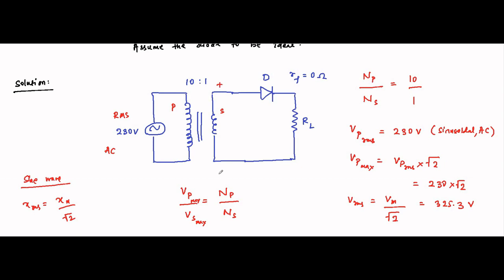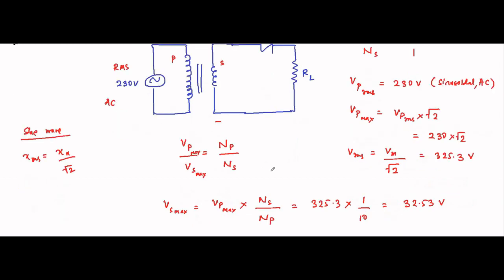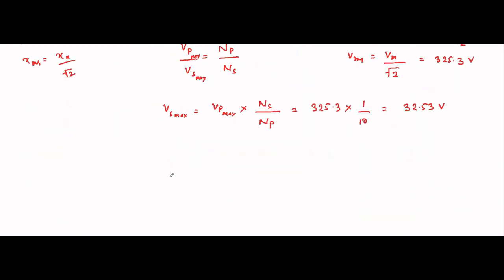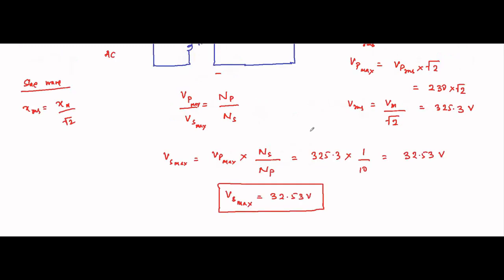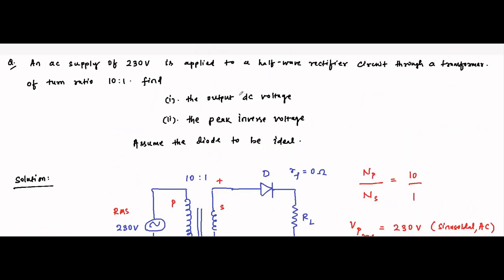So this much maximum value appears across the secondary winding. This is the maximum value of the voltage which appears across the secondary winding, which is lesser than that of the primary winding. This is important: Vs max, the maximum value of the secondary winding voltage, is equal to 32.53 volt. Now, the question that is asked here is to find out the output DC voltage.